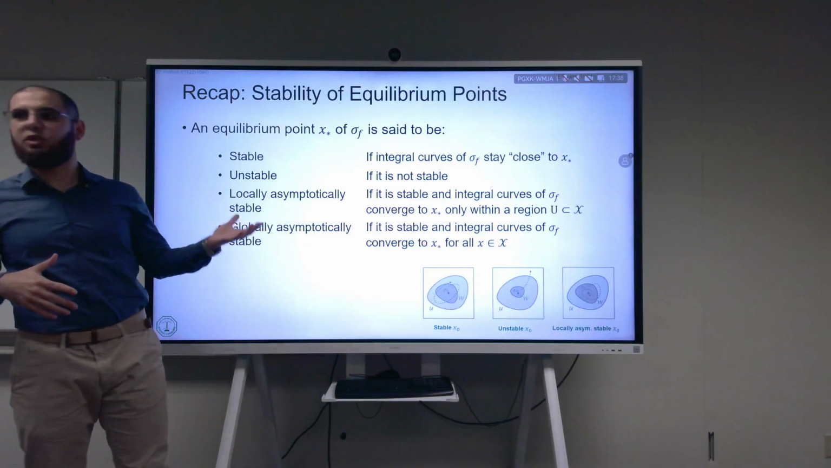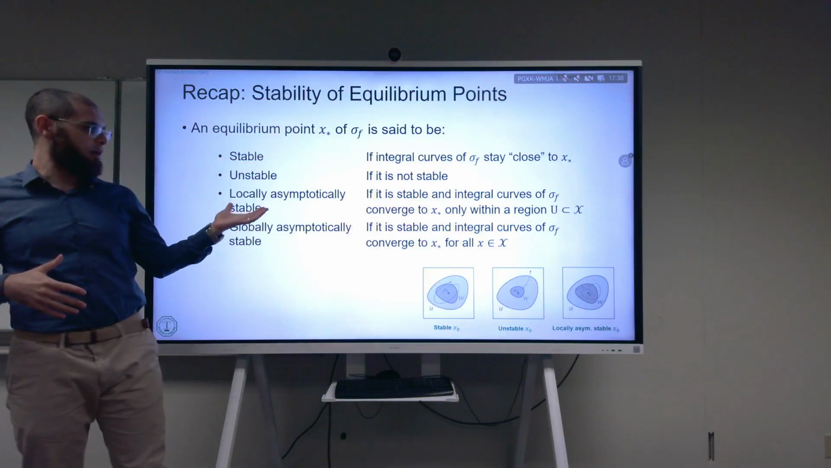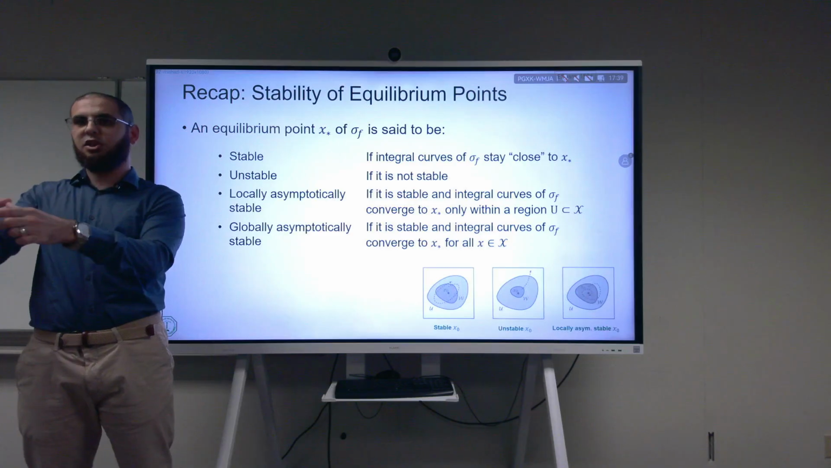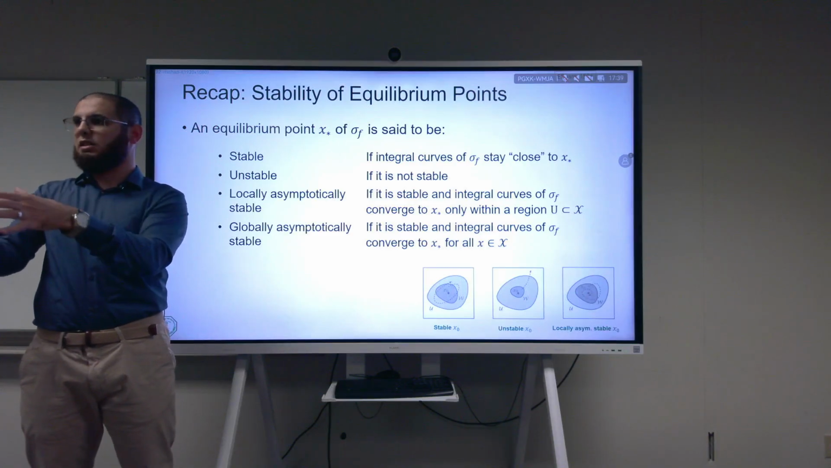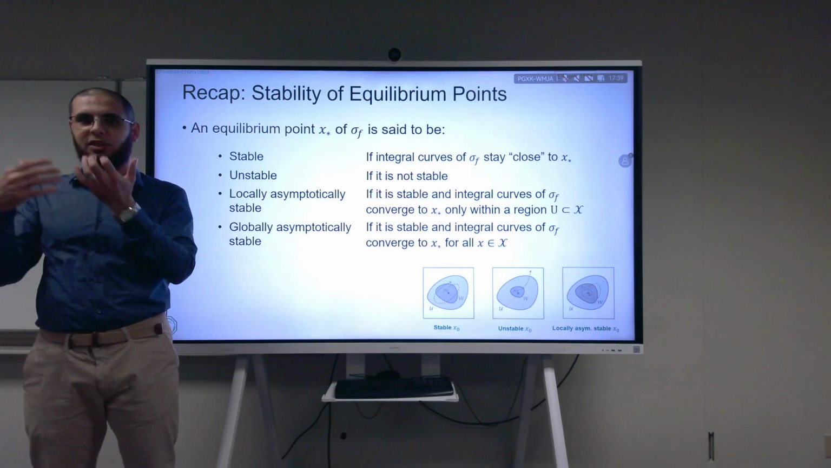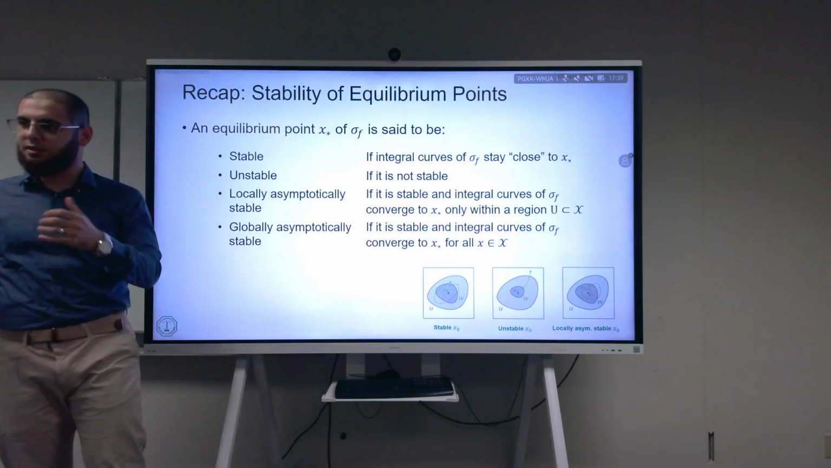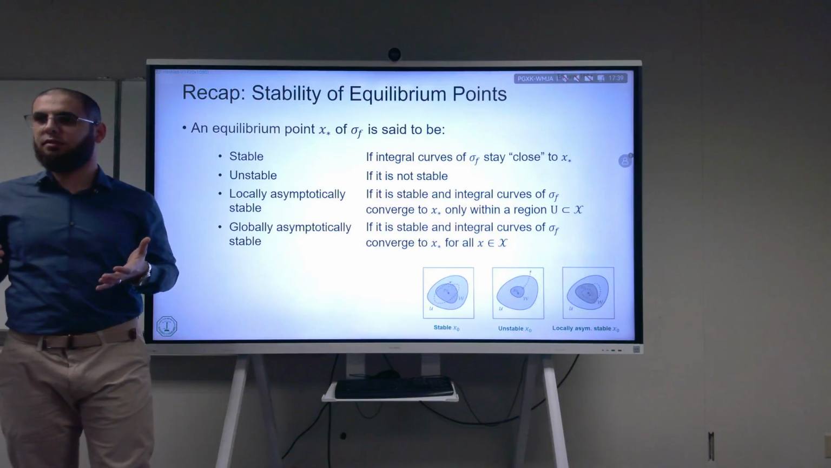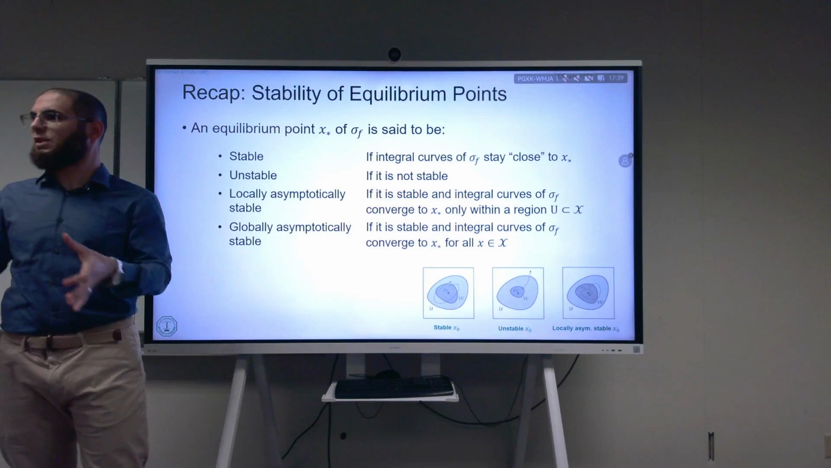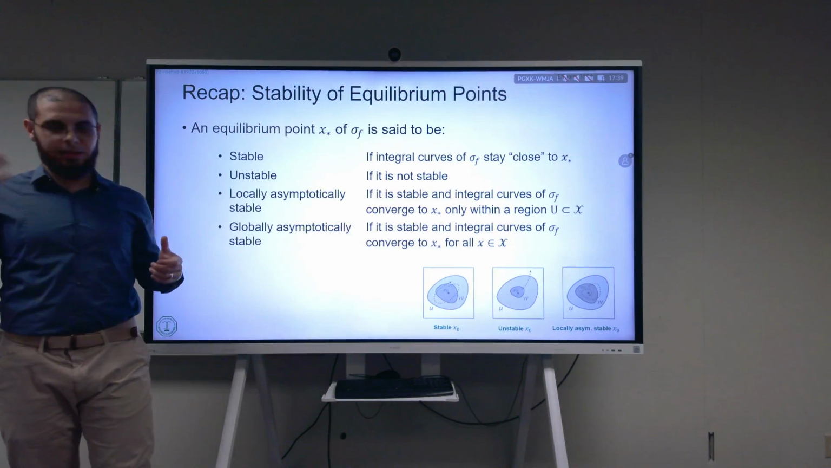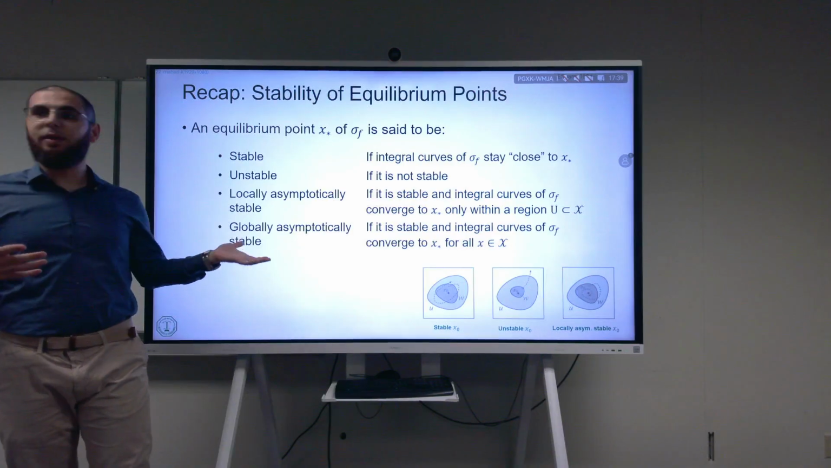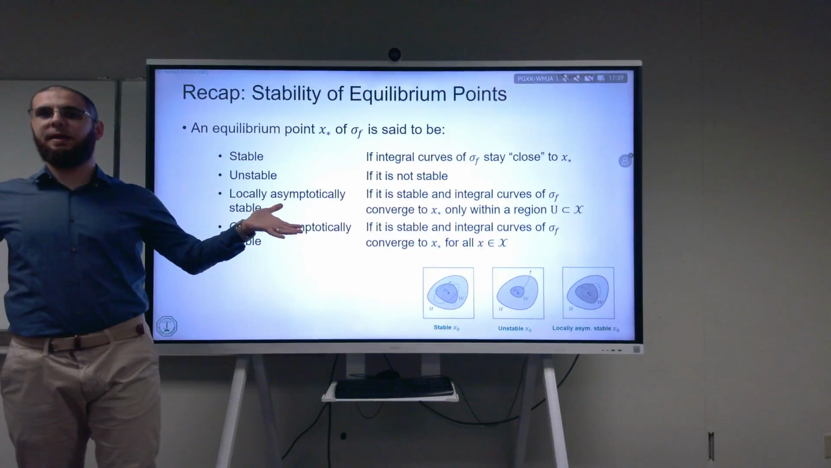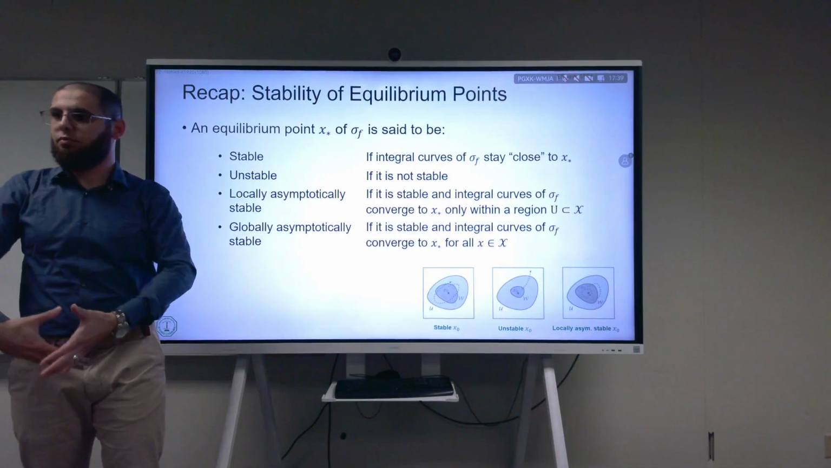So the notions we just mentioned are stable, unstable, and locally asymptotically stable. Locally means that you start in a small region. This region, by the way, small and close, is not actually properly defined. It's an intuitive definition. Formally or mathematically defining it is actually a hard problem. It's not that easy, but you get the idea. Globally is easy. Globally means that you start anywhere in the state space, and you converge to that point.